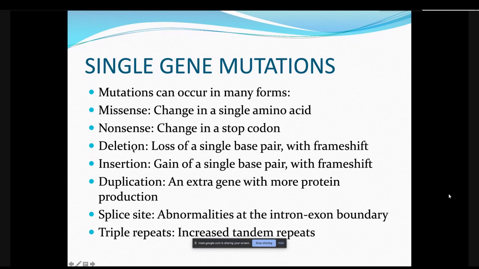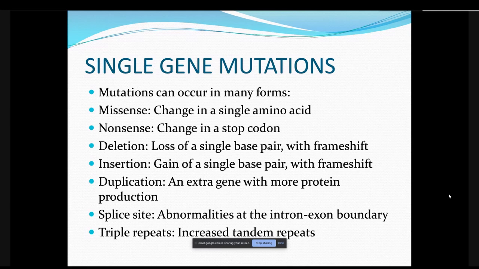There are those that cause deletions, and deletion is loss of a single base pair. So when there is loss, there is what's referred to as a frame shift, in that the reading frame is altered because of this single loss. You can also have an insertion where there is a gain of a single base pair, also resulting in a frame shift mutation. Other mutations are referred to as missense, where there is change in a single amino acid, and nonsense, where there is a change in a stop codon.